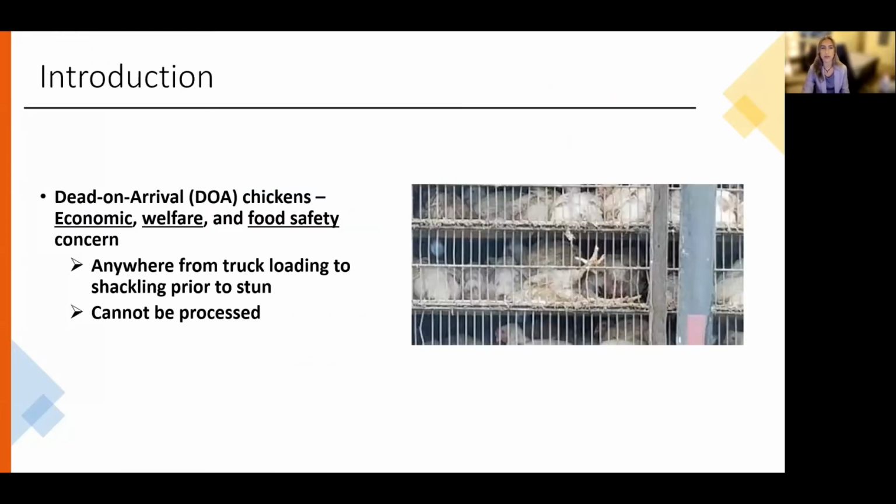Dead-on-arrival chickens, or DOAs, have become an economic, animal welfare, and food safety concern throughout the entire poultry industry. DOAs can occur anywhere from loading of the truck from the grower facility to shackling prior to stun. These birds cannot be processed alongside birds that have been stunned at the actual processing plant, as they are a food safety concern and must be condemned.